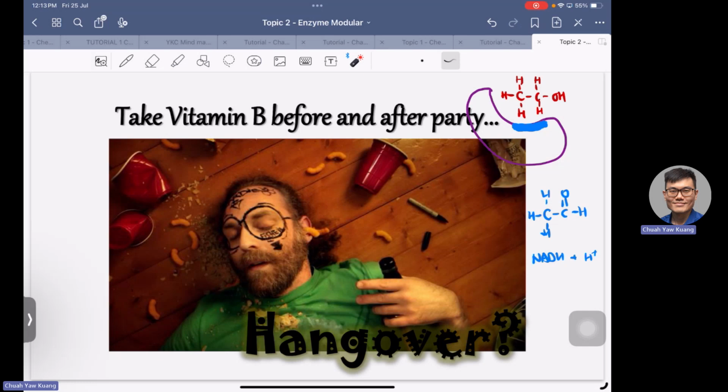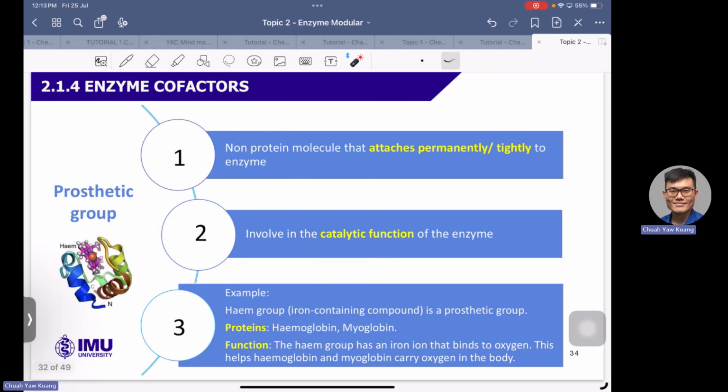If after you drink, your face doesn't turn red, that means genetically you are gifted. You have more dehydrogenase, you have more NAD that can break it down very fast. Okay, that's the example. All right, next we'll talk about the prosthetic group. Next one, prosthetic group.